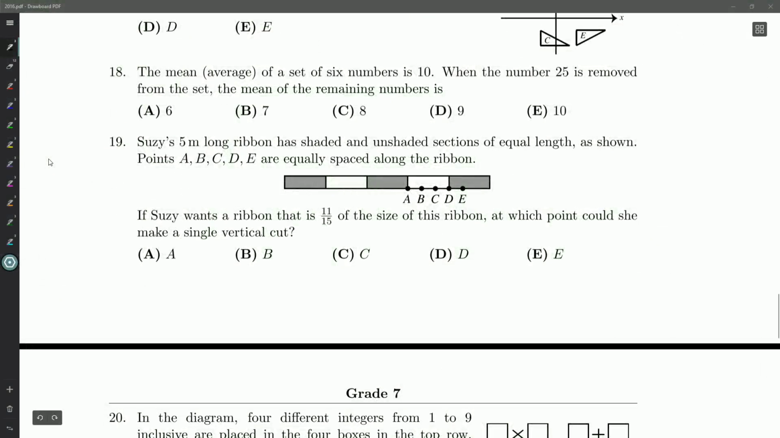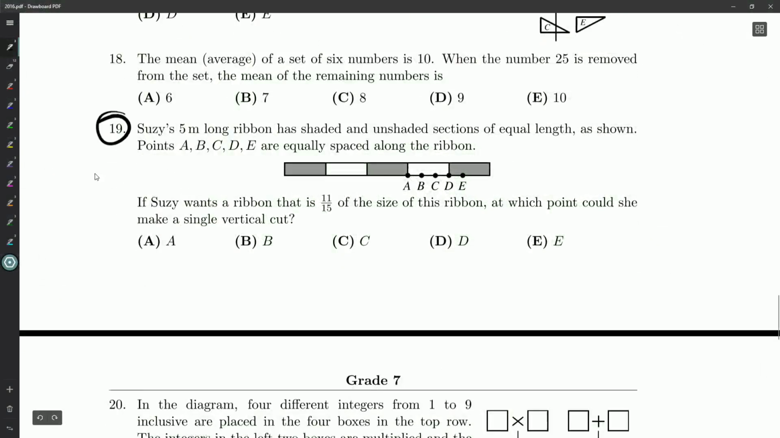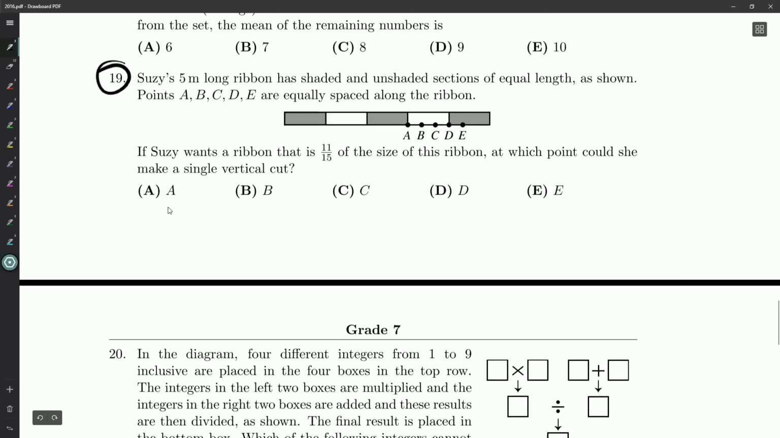We're on question number 19, the second last question in Part B on our 2016 Gauss contest. Susie's 5-meter long ribbon has shaded and unshaded sections of equal length. So I got 1, 2, 3, 4, 5 sections, so each of them would be 1 meter.